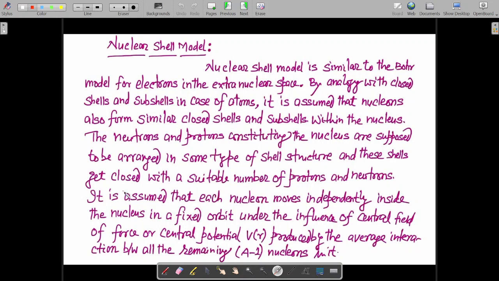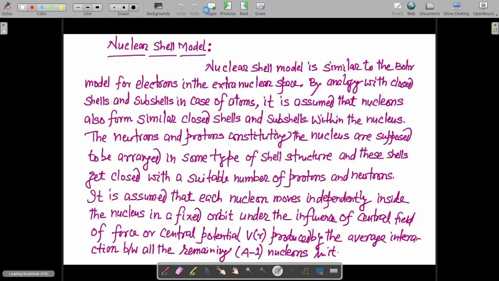It is assumed that each nucleon moves independently inside the nucleus. What do we assume over here? You know this very well, that nucleons are held inside the nucleus with the help of nuclear force. The nuclear force is attractive in nature. You have already learned that the nuclear force is attractive irrespective of the charge. Even two protons can attract each other if they are separated by some specific distance.